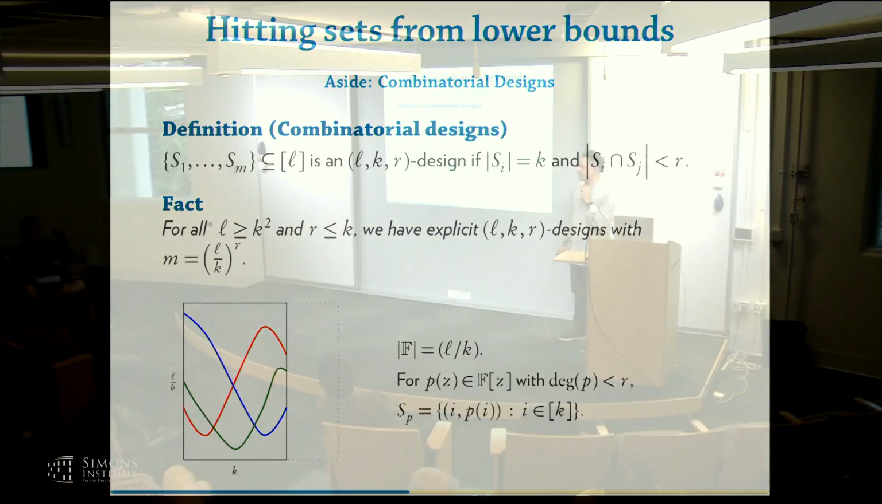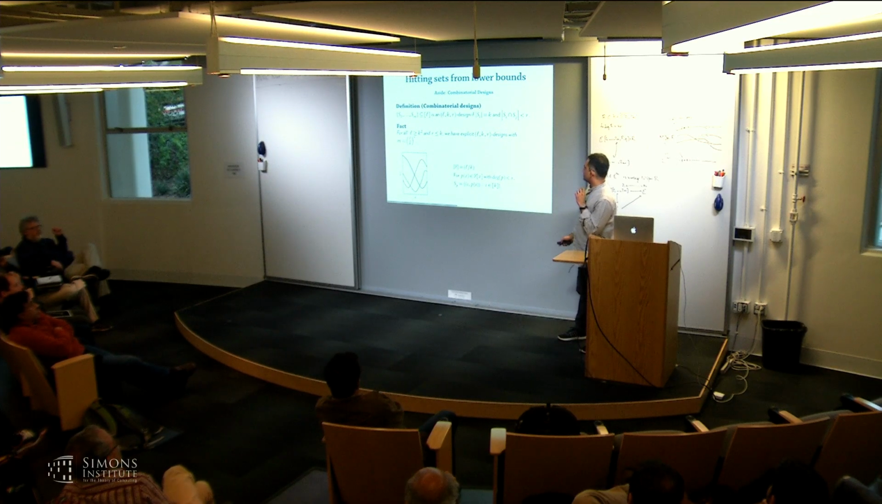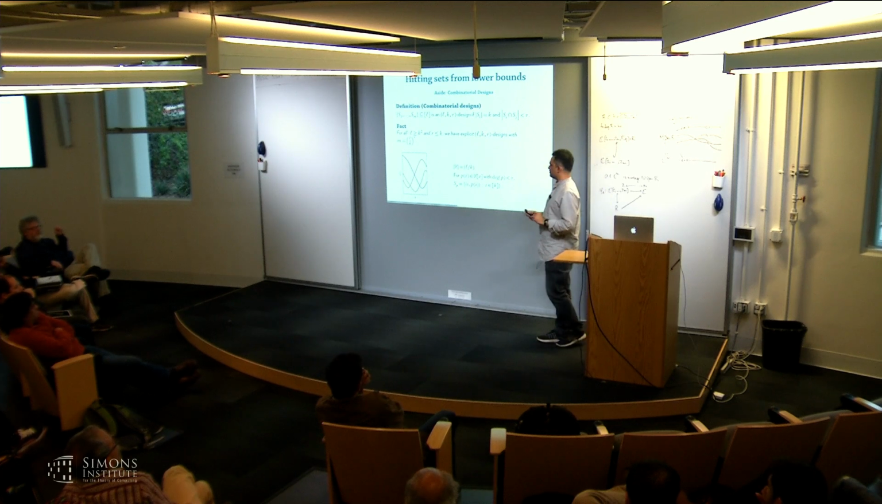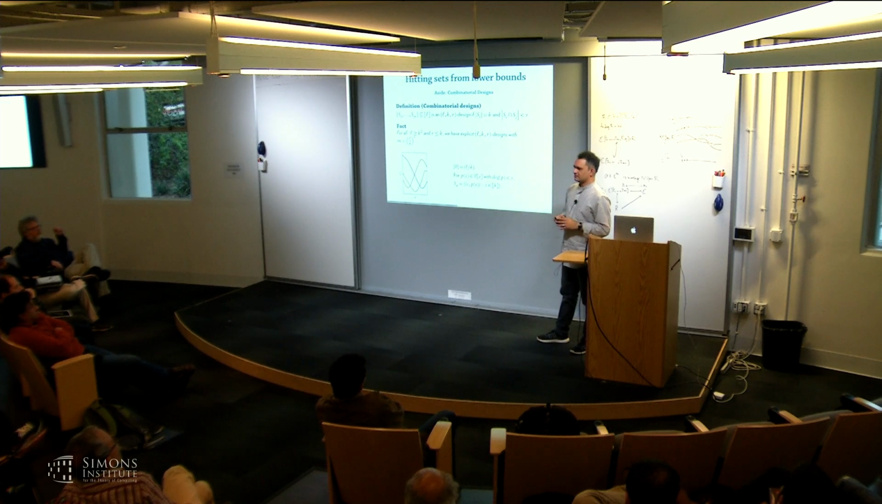Do you need the algebra of the construction, or you don't care? There'll be points when it's important that this is K to the R and not 2 to the R. That's the only thing, but otherwise we don't really. Yeah.